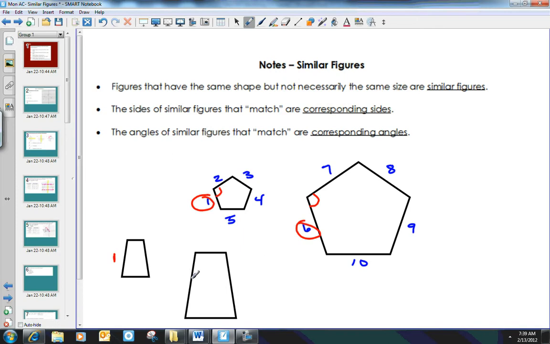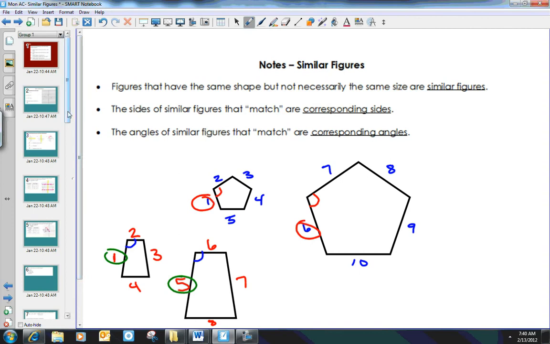Side 1 here would correspond to side 5 there. These are matching sides. Side 2 and side 6 would go together. 3 and 7 go together. 4 and 8 go together. Okay, so my corresponding sides here that match are 1 and 5. Okay, so that's a corresponding side, and then of course your corresponding angles are the ones that also match. This angle and this angle match, so they are corresponding.